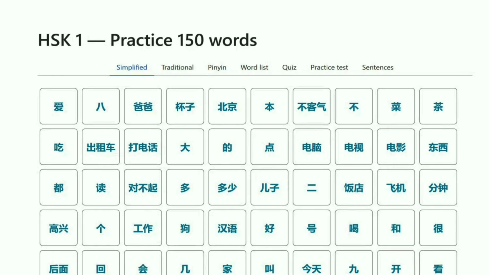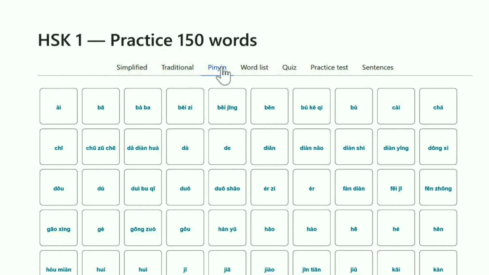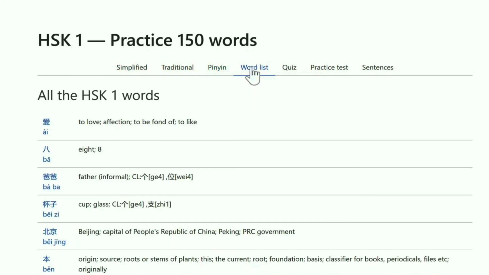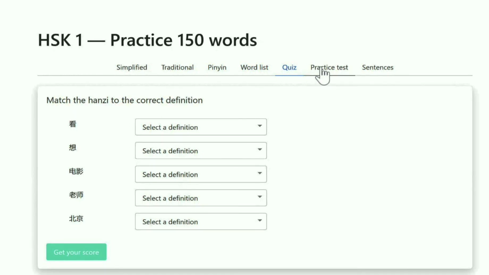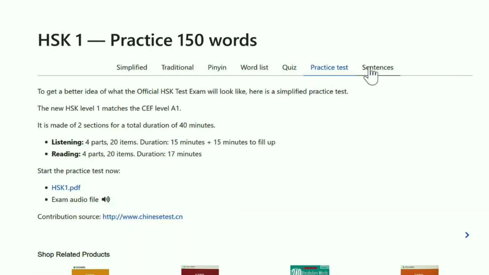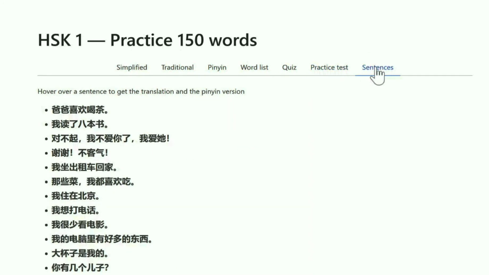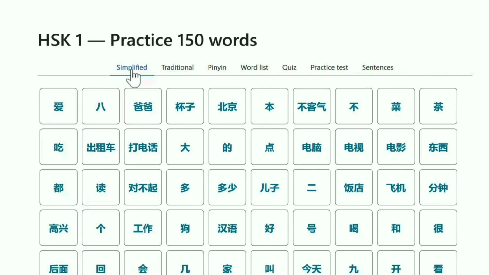HSK Level 1, 150 words. I start with Simplified Chinese, Traditional Chinese, Pinyin, the phonetic form of Chinese characters, word list of Level 1. You can also have a quiz, practice test for the Level 1 test, and also sentences. This is probably for more advanced learners. Let's go back to the simplified page.